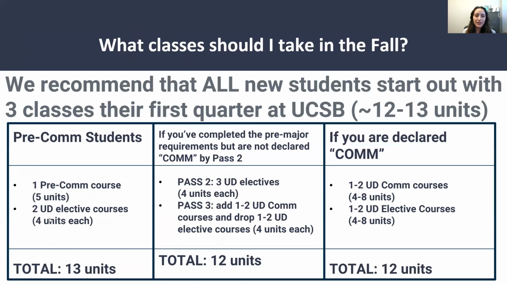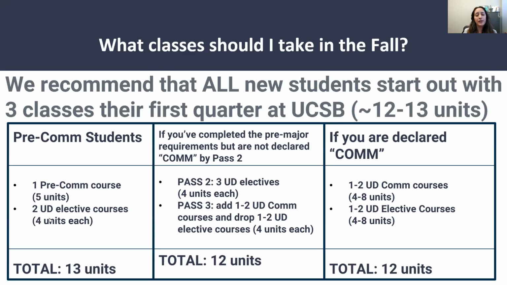All right, so you're wondering, what classes do I enroll in for fall? We recommend that all of our incoming students start out with no more than 3 classes in their first quarter. Trust me, the quarter system goes by fast. 3 classes does not sound like a lot for students who are used to taking 5 classes at a time, but trust us, your first quarter, you'll be glad that you did. So anywhere between 12 to 13 units your first quarter.